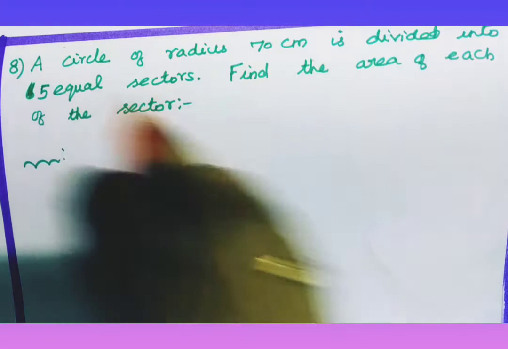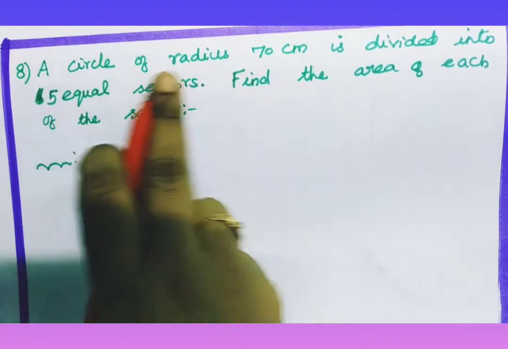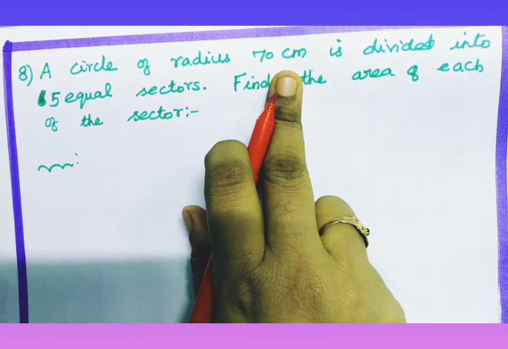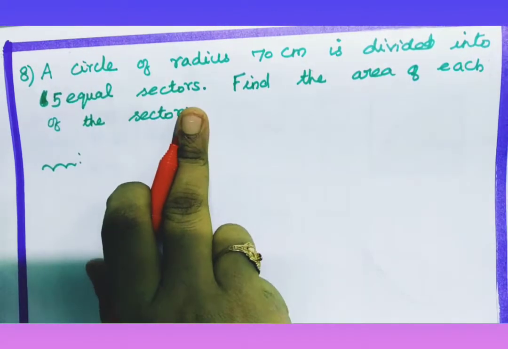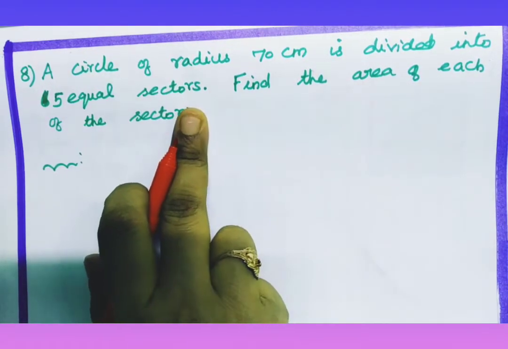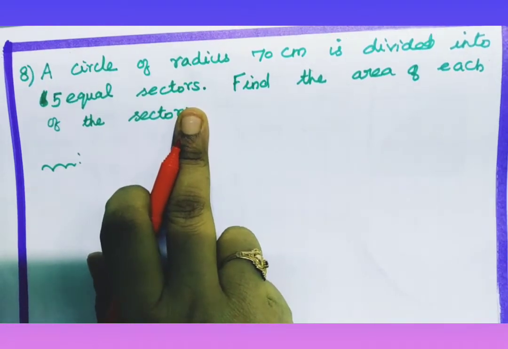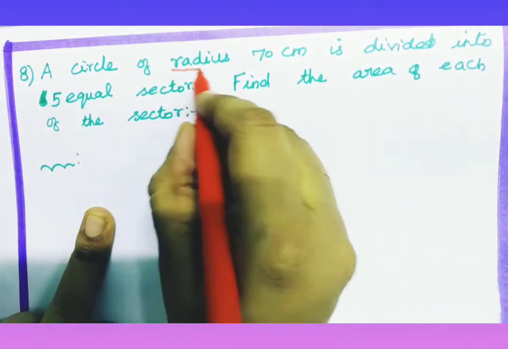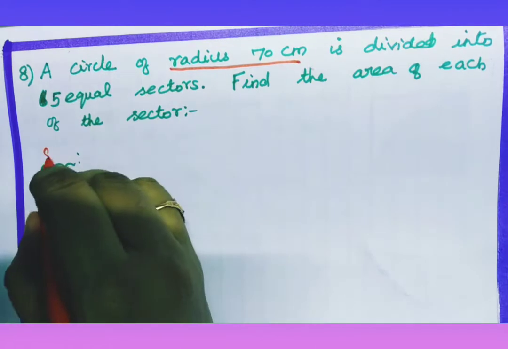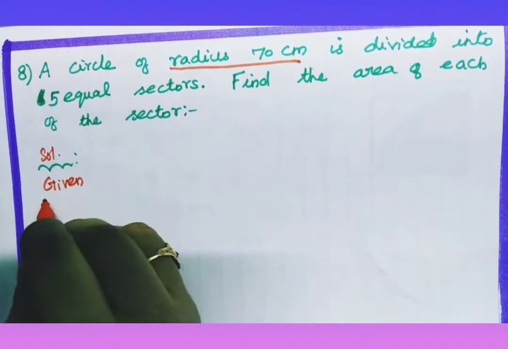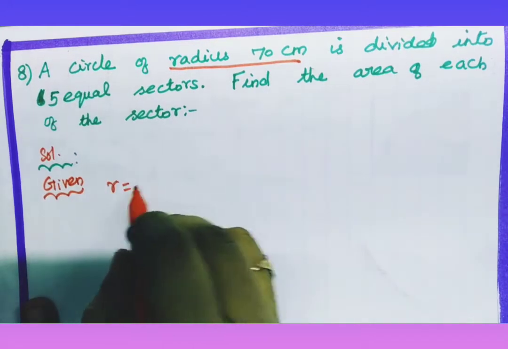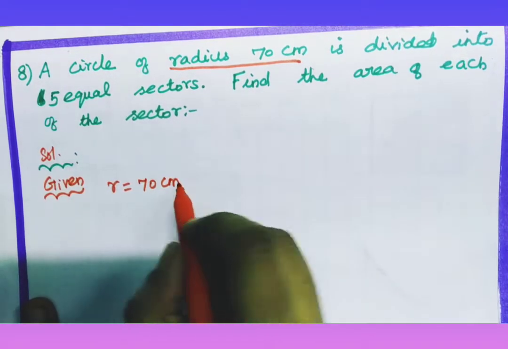Now, eighth question. A circle of radius 70 centimeter is divided into 5 equal sectors. Okay. So, the radius is 70 centimeter. Solution. Given the radius is 70 centimeter.